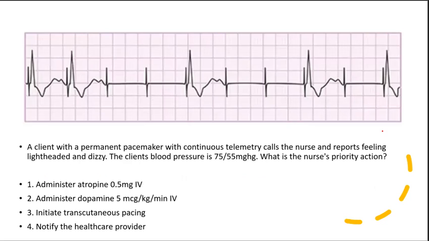How about this? Again, look at the rhythm. We are seeing our pacer spikes, and we're not seeing any corresponding activity in the myocardium. So this would be a failure to capture. It's causing this patient to be bradycardic and hypotensive, and the priority would be to carry out transcutaneous pacing, because transcutaneous pacing is going to help to normalize the heart rate, stabilize the blood pressure, and help to adequately perfuse organs until probably a permanent pacemaker is either replaced or repaired. So option 3 would be our correct answer.